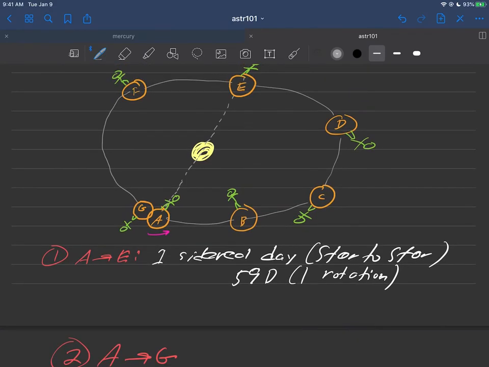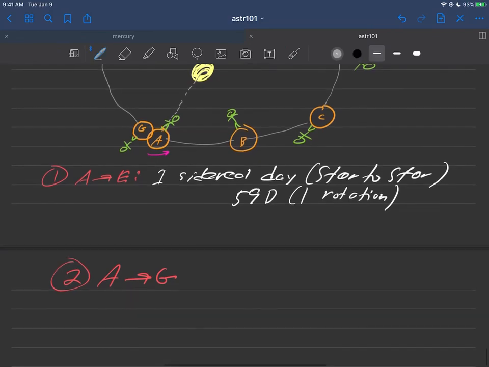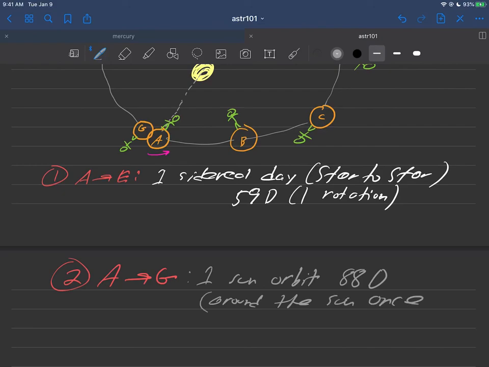Okay, so we're looking at A to G. What happens at A? Well, A is where we started, of course, and G is where we end up when we go all the way around one time. So it looks like G is one sun orbit. That's the way you would describe that. One sun orbit. And on Mercury, that takes 88 days. Around the sun once, 88 days. Okay, we'll continue in the next video.